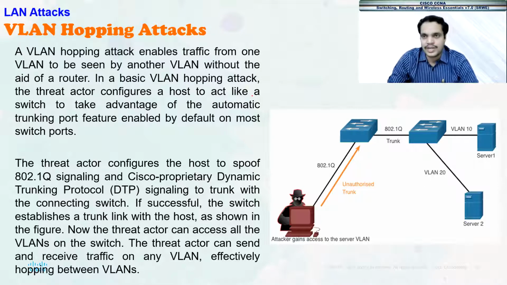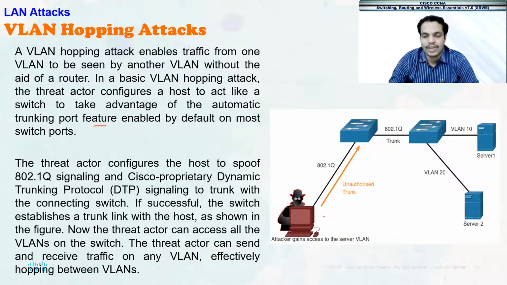We have studied VLANs in module 3 and module 4. We studied trunk ports too. Now the threat actor configures the host to spoof the 802.1Q signaling and the DTP signaling to trunk with the connecting switch. If he is successful, the switch establishes a trunk link with the host. You can see here, this is an unauthorized trunk. The attacker has gained access to the switch by making use of the automatic trunking port feature. The threat actor can now send and receive traffic on any VLAN, effectively hopping between VLANs, because he now has a trunk port directly to the switch.